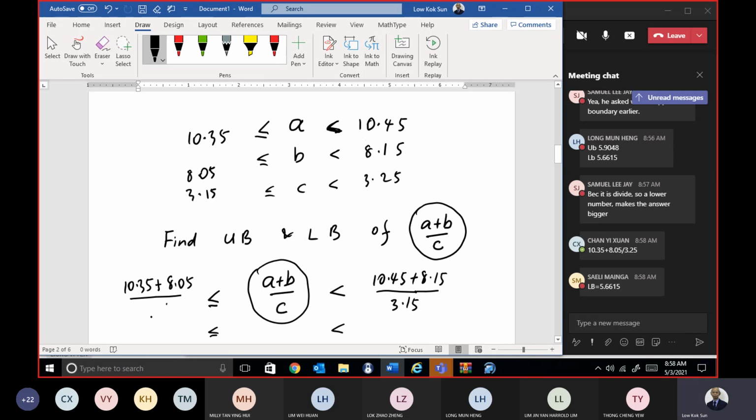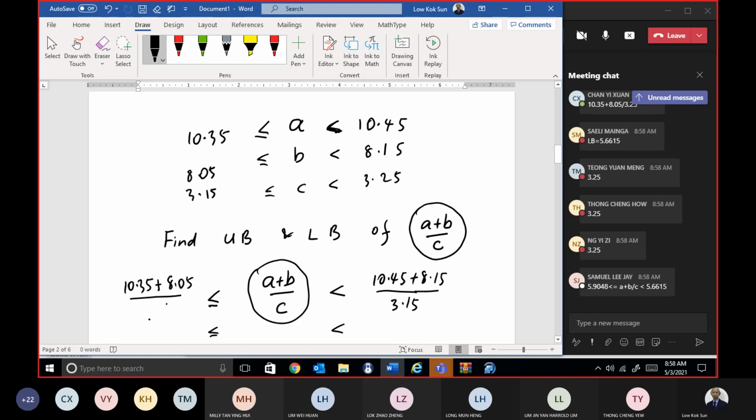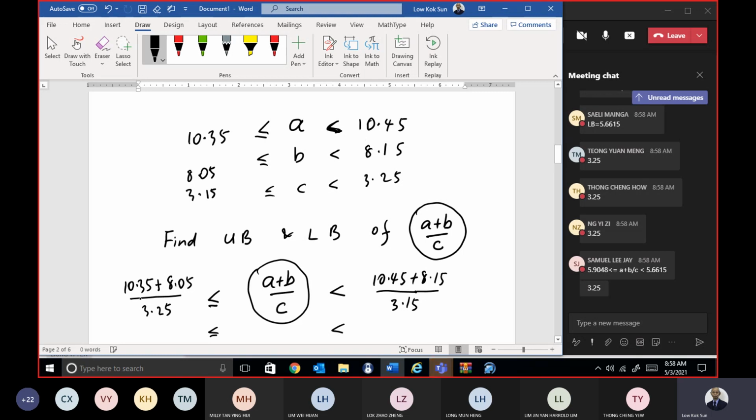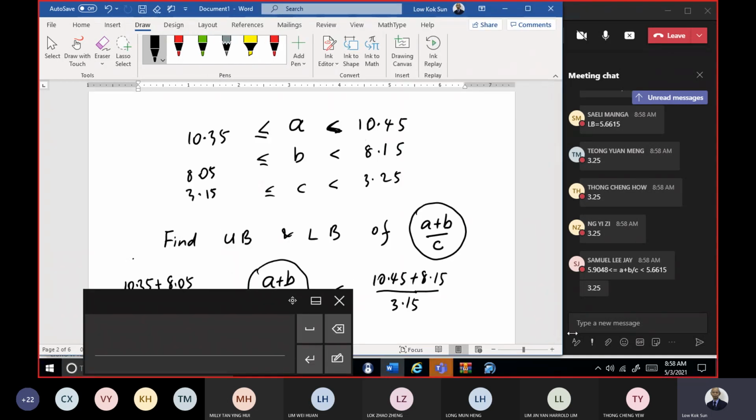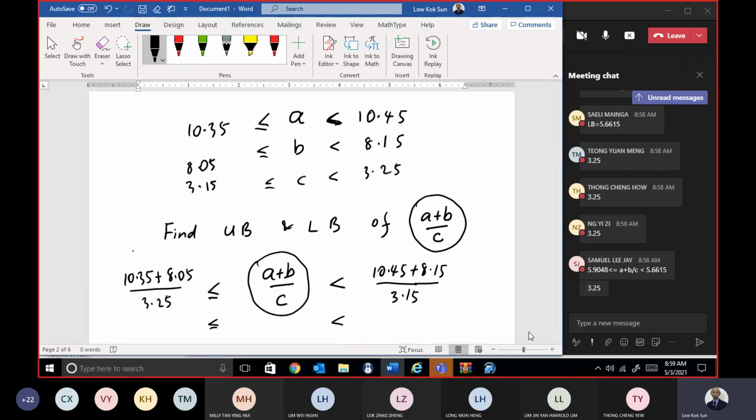What should the bottom be? C should be what? C should be, yes, very good, 3.25. We purposely make the top small and the bottom big, so that when the small is divided by the big, the whole answer is small. Lower boundary should be the smallest. Understand? So we will do some exercise when it comes to tutorial.